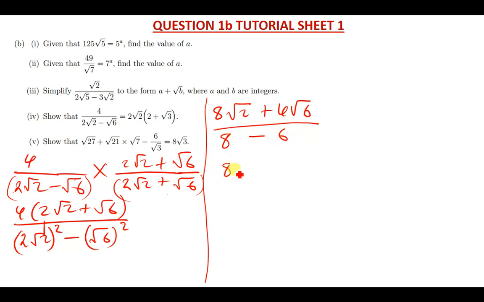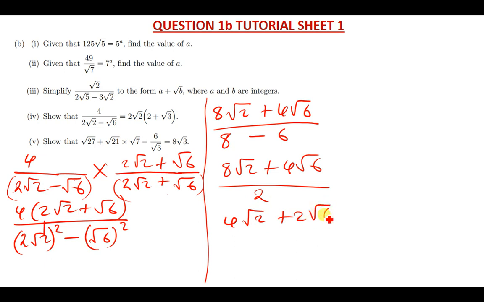So on top we have 8 root 2 plus 4 root 6. When we subtract 8 minus 6, the answer is simply 2. So when you divide 2 into 8, we get 4 root 2. Then 2 into 4, the answer is 2 root 6. But they want us to leave our answer in this format. It should look exactly as that. So this one is simple.